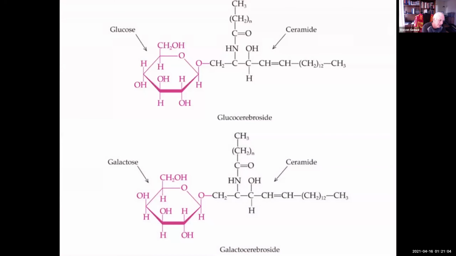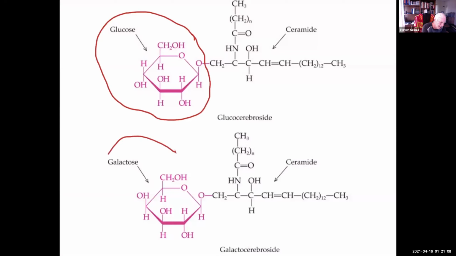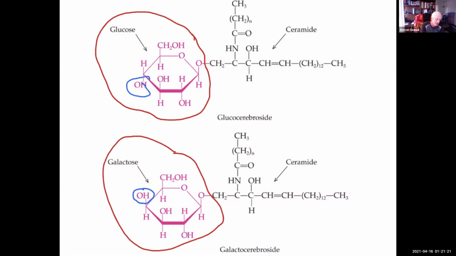Okay. So this is glucose. This is galactose. And remember, we said the only difference was the position of the OH group on the number 4 carbon. In galactose, the OH group is up. In glucose, the OH group is down.